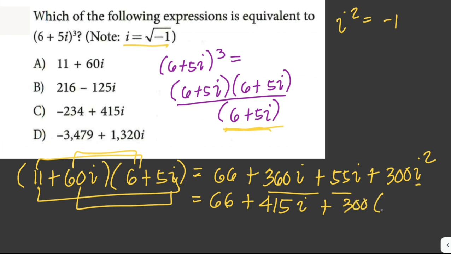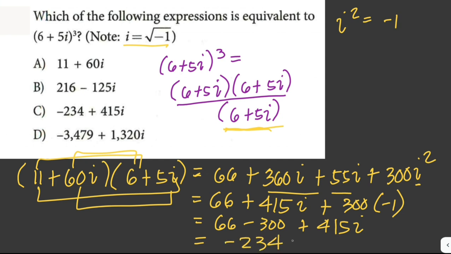So this is 300 times -1. So we have 66 minus 300 plus 415i. And this is just equal to -234 + 415i. Therefore, our answer here is letter C. But if you want to answer this quickly, you can always use your calculator. But I prefer to do it this way, so I won't make any mistakes.